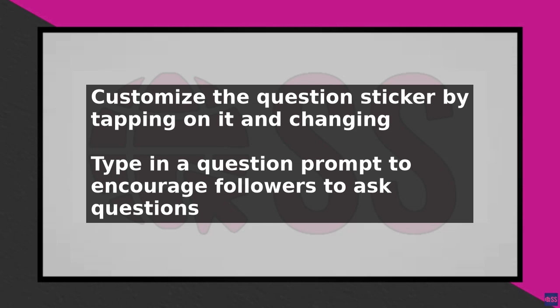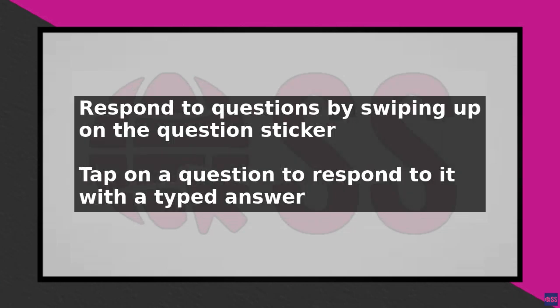Best practices for asking questions on Instagram Story include keeping your question prompt clear and concise, and responding to questions in a timely manner. You can also use the question sticker to ask for feedback or opinions on a particular topic. For example, you can ask your followers to vote on a new product or service, or ask for suggestions on what content to post next.